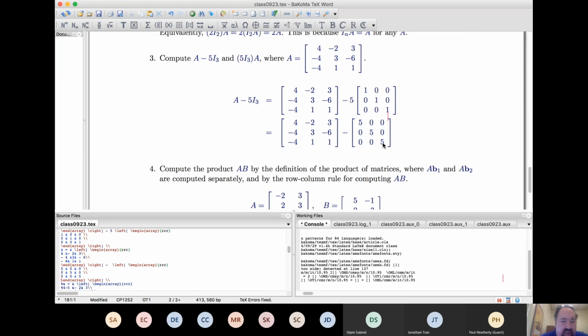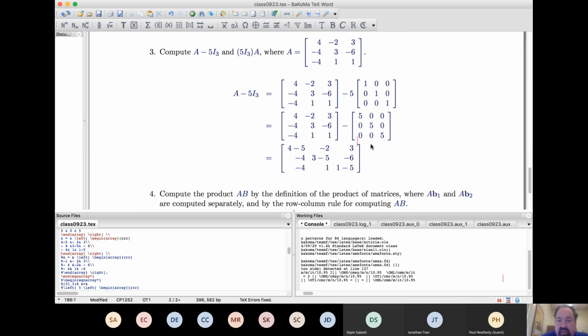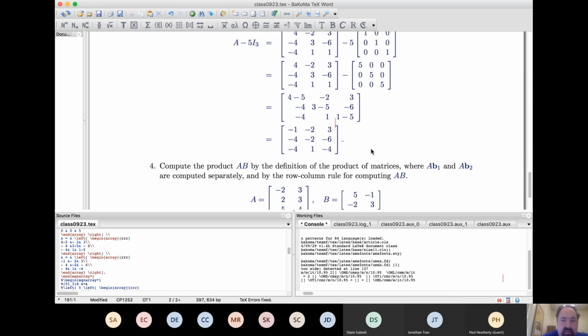Okay, so now I have 5's down a diagonal. And then all I'm having to do is just subtract 5 from all the diagonal entries. So this is the main diagonal. I'm going to subtract 5 from each entry there. Everything else is left alone. So then I go ahead and carry out this arithmetic for every diagonal entry, and get the final result there.